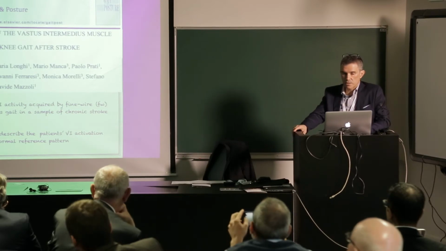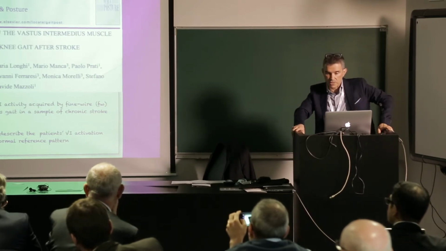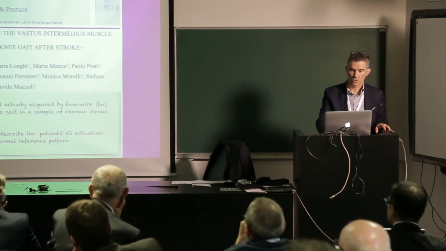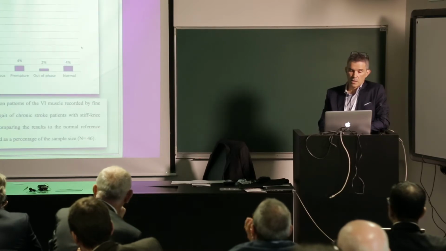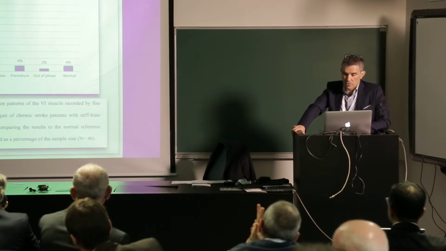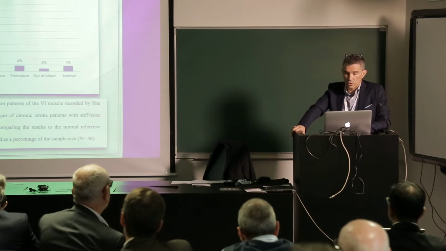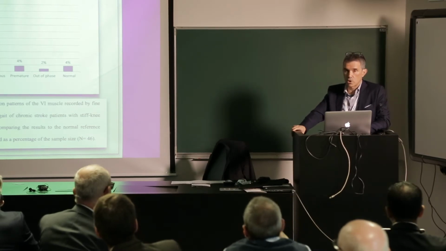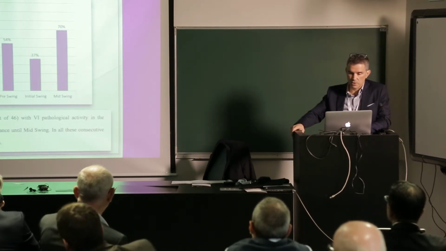So that's why this is a publication in press, a publication of our group from Rimini. We analyze the vastus intermedius activity acquired by fine wire during gait in the patient. We studied 47 hemiparetic patients, and what we see during the gait is that the activation pattern of the vastus intermedius muscle recorded by fine wire was completely different from the normal patient. We have in 46% of the patients a premature activation of the vastus intermedius, or in 24% of the patients we have a prolonged activation of the vastus intermedius.